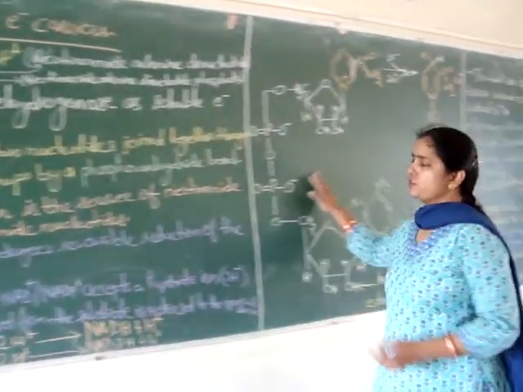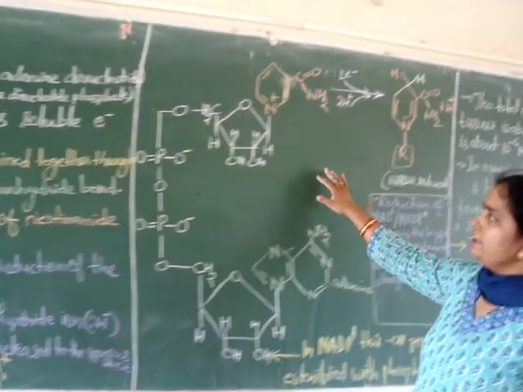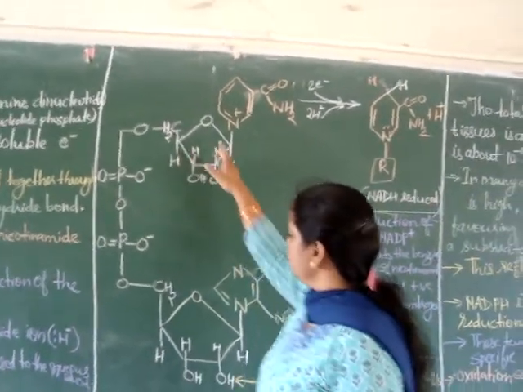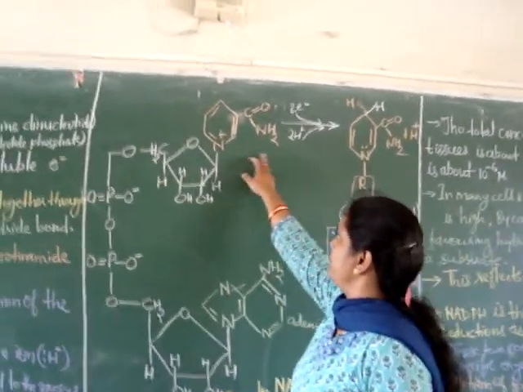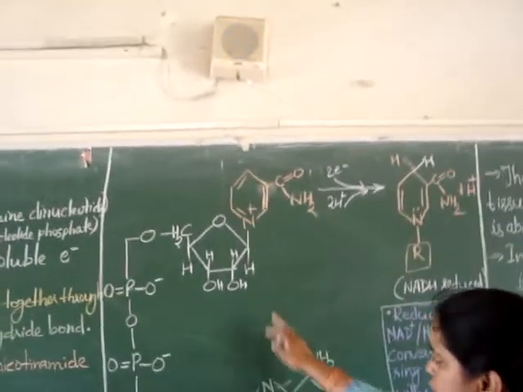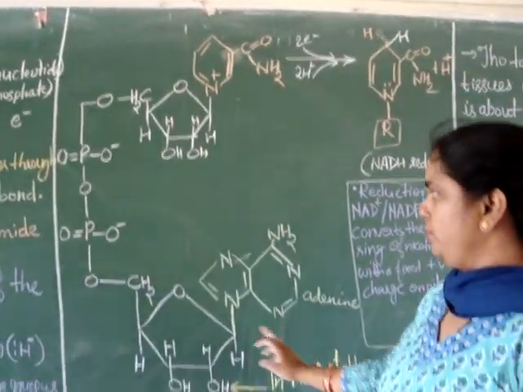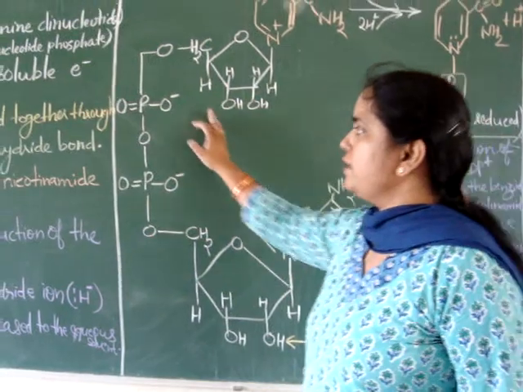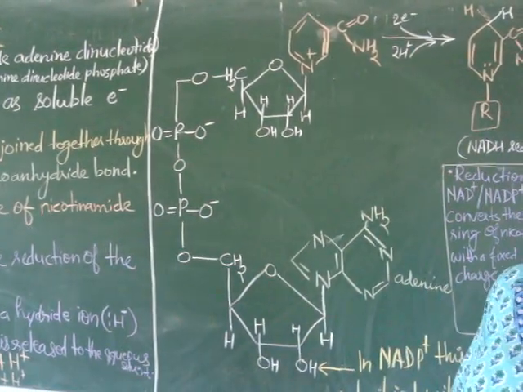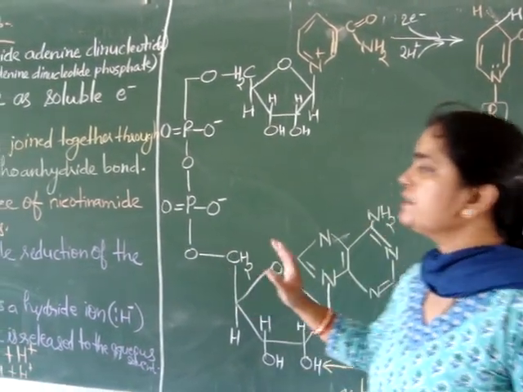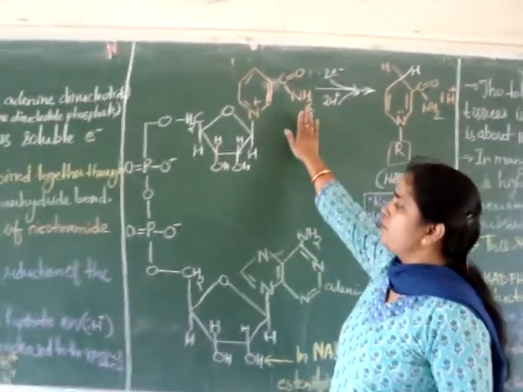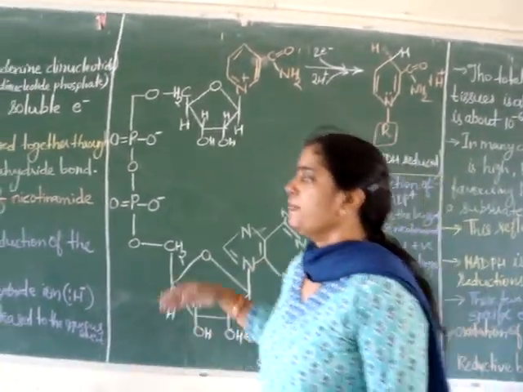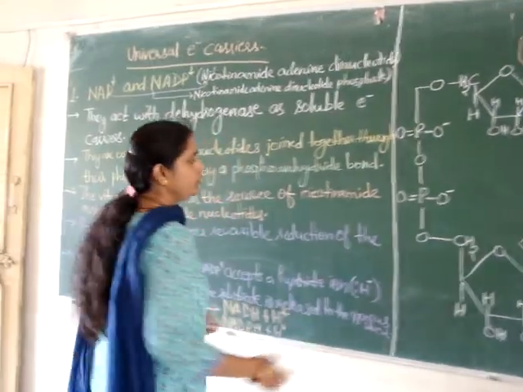See here the structure of nicotinamide adenine dinucleotide. See here two nucleotides. This is the nicotinamide ring and this is the adenine nucleotide. These two nucleotides are joined together by a phosphoanhydride bond. And the vitamin niacin is the source of this nicotinamide ring in the nicotinamide nucleotide.